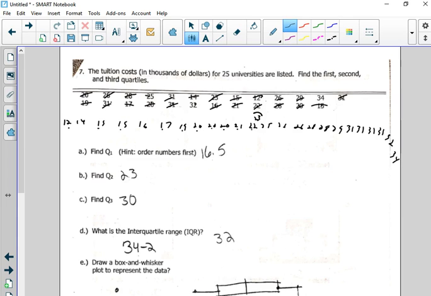Hey, look at that. Kind of cool. The median ended up being right there, that extra number. Almost like it was meant to be. I did not do that on purpose.